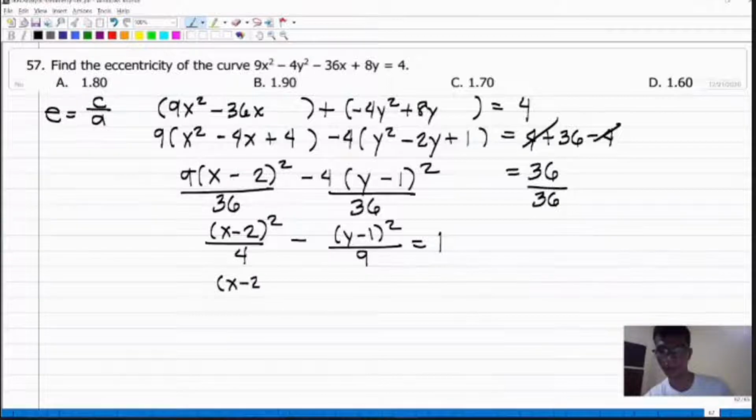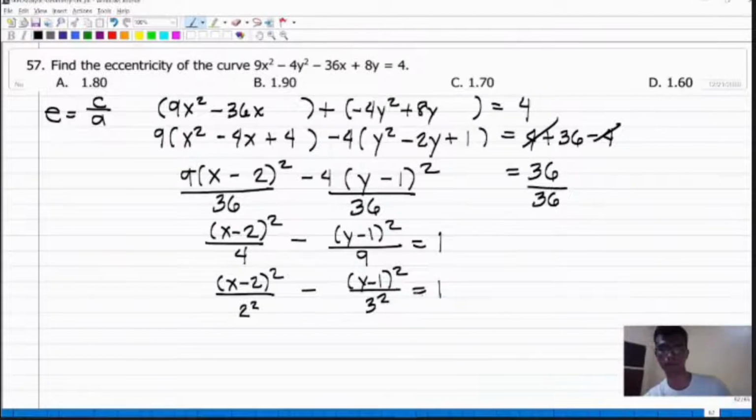So x minus 2 square. Dapat yung dalawang denominator natin ay in terms of a number na naka-square. Kaya 2 raised to 2 yung 4. And then, yung ating 9 na naman ay magiging 3 raised to 2. And this is equal to 1. So dito, sabi nga natin sa hyperbola, a is always the positive one. Kaya a is equal to 2. And then b is equal to 3.